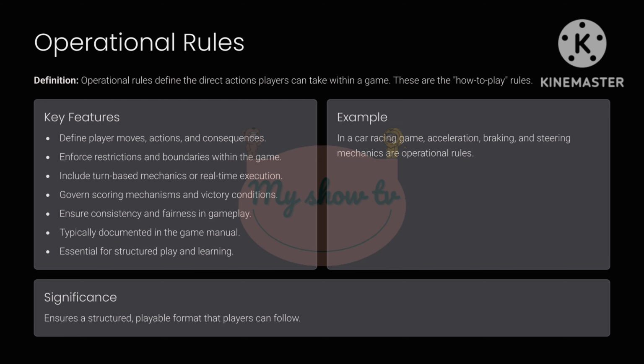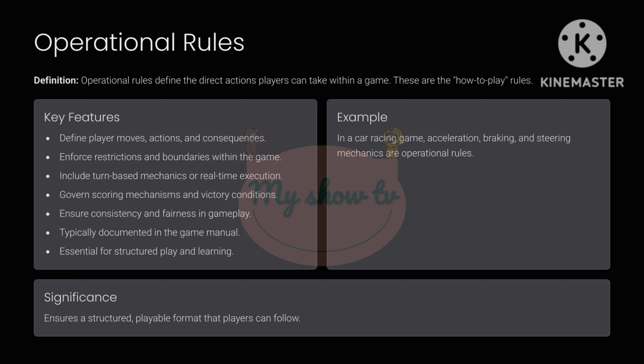Slide 2. Operational rules. Definition. Operational rules are the fundamental set of instructions that define how a game is played at a surface level. These rules specify actions that players can take, how the game progresses, and the conditions for winning or losing. Key features explained. 1. Define player moves, actions, and consequences. These rules determine how players interact with the game environment.